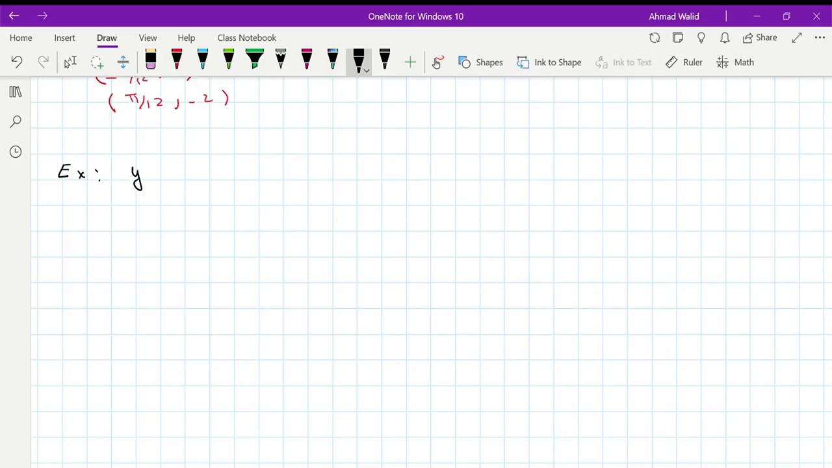Y equals 3 cotangent of 1/2 x minus 2. Correct? Period: T equals pi divided by 1/2, which gives you 2 pi. You have a vertical shift of negative 2. It means go down 2.